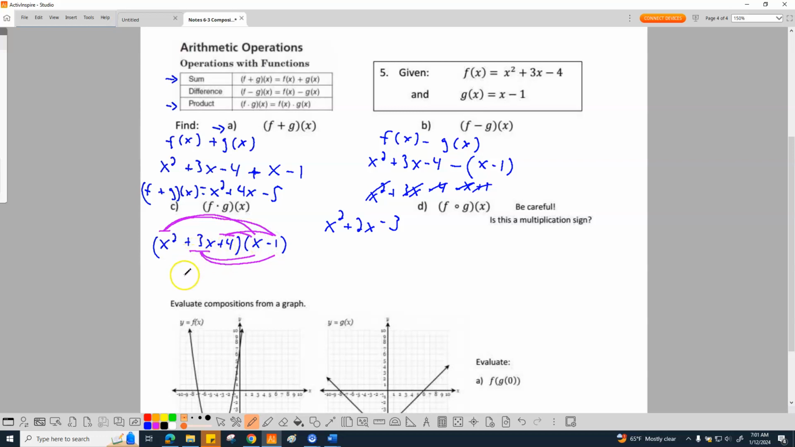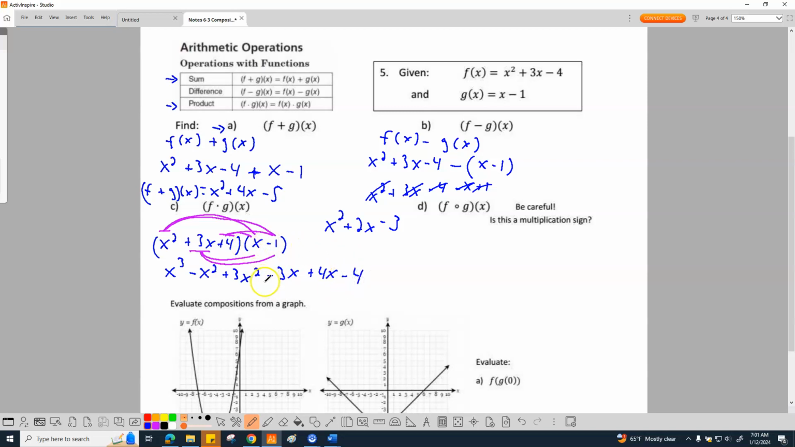So you have quite a bit of terms to figure out here. So what do we have? I'm going to do x squared times x is x cubed. x squared times -1 is -x squared. 3x times x is positive 3x squared. 3 times -1 is -3x. And then I have 4 times x, which is 4x. And then I have 4 times -1, which is -4.